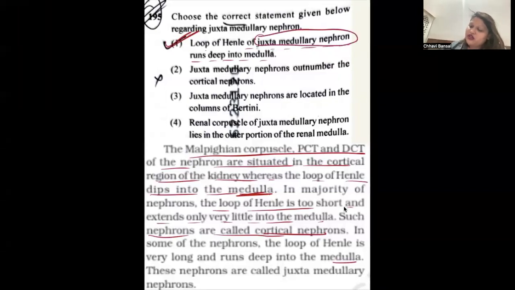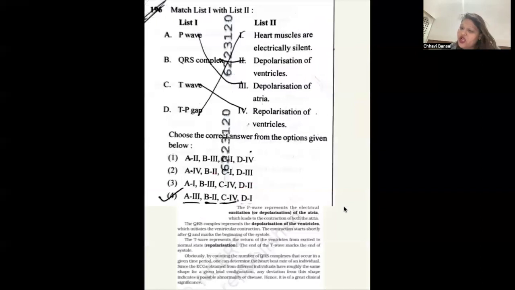Juxtamedullary nephron, they run deep inside the medulla. So this already gives us the answer of option 1. Now this is the ECG, P wave, QRS wave, T wave, and all that, which is exactly taken from NCERT. So P wave represents the electrical excitation or depolarization of atria. So for P, 3rd is the answer, right?